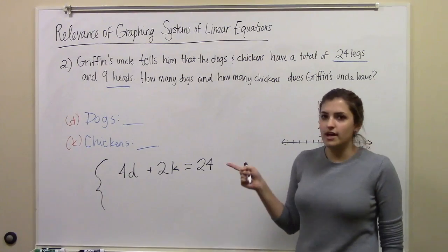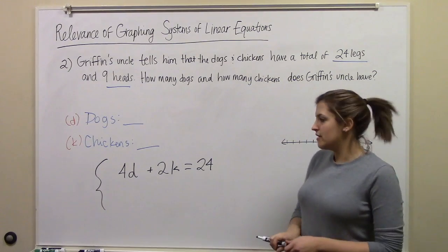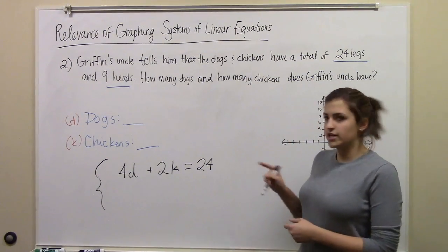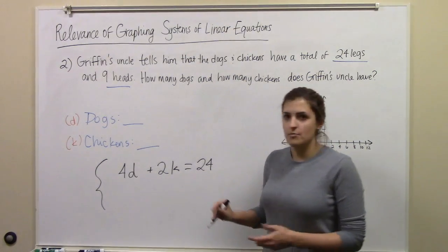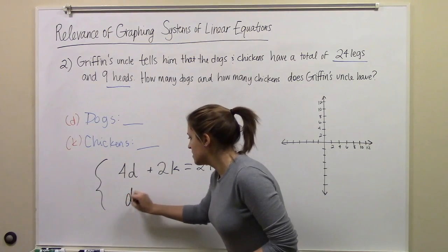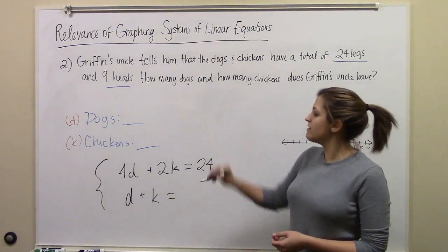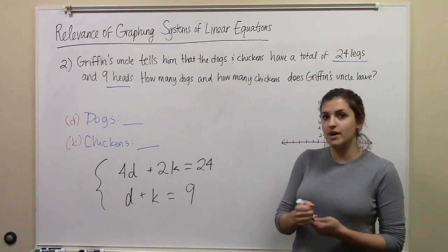Second equation has to do with heads. Well, dogs and chickens both have 1 head, so we have 1 per dog and 1 per chicken. So I'll really have 1D plus 1K, but I'm just going to write D plus K equals, and how many heads do we have? Well, it says 9, so D plus K equals 9 is my second equation.